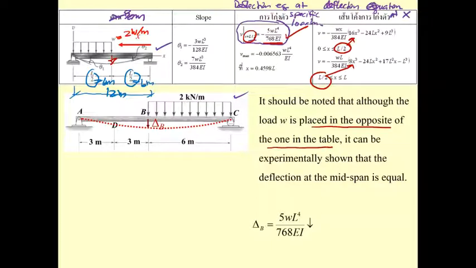And we should know that although W is placed in the opposite direction of the one in the table, you can use this because we are going to determine the midspan deflection, which is going to be equal no matter whether the force is on the left or on the right. That is a special case. Okay, and then W is going to be 2 kilonewton per meter, L is 12 meter. And then you get the result of 270 divided by EI in the downward direction.